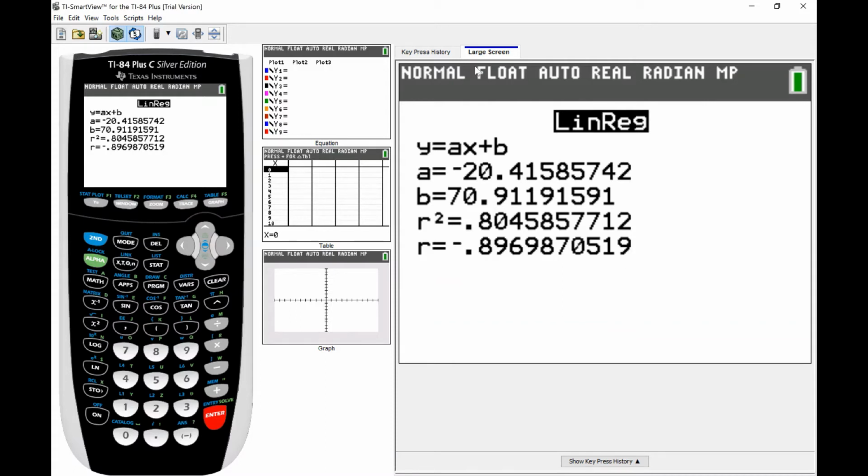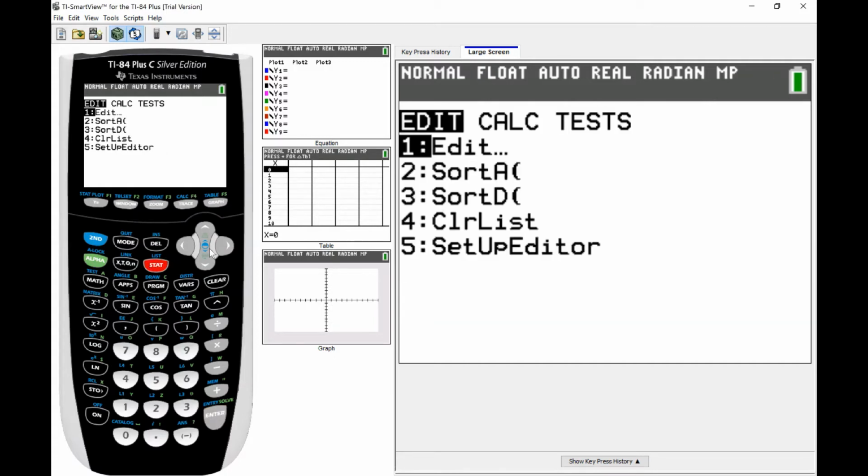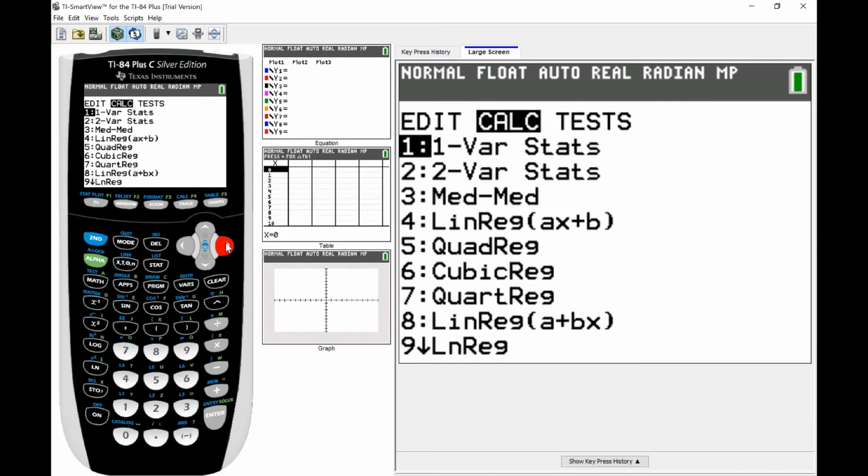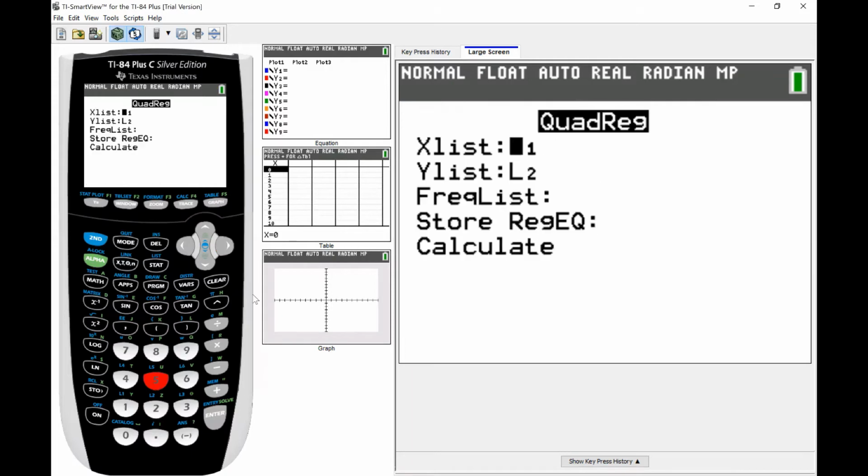Let's remember that. Now what I want to do is go into Stat, go to Calc. I'm using the same data set, and let's do a quadratic regression. That's number 5. So I'm going to click on 5. I've got everything as it should be. I'm not storing any equation right now unless you want to, and now we're going to calculate it.